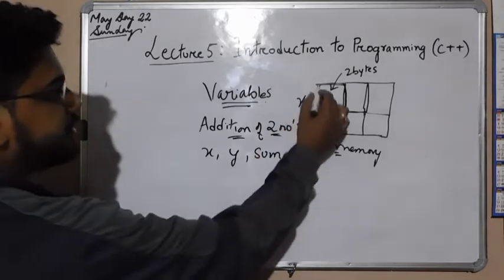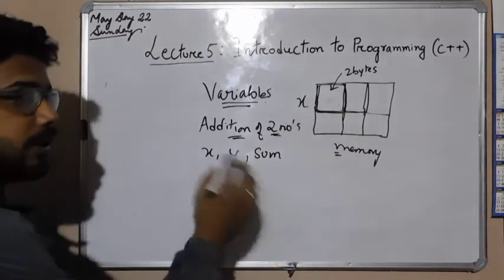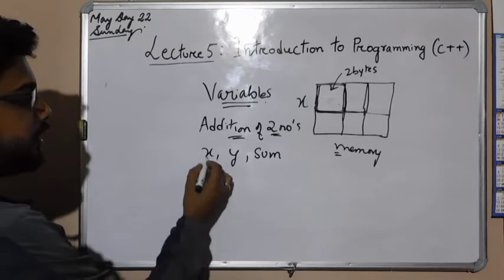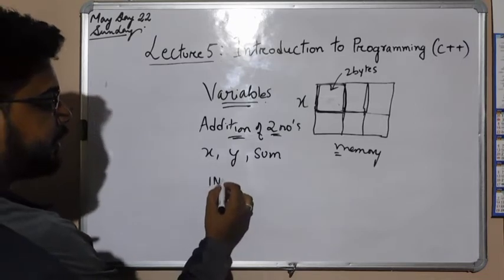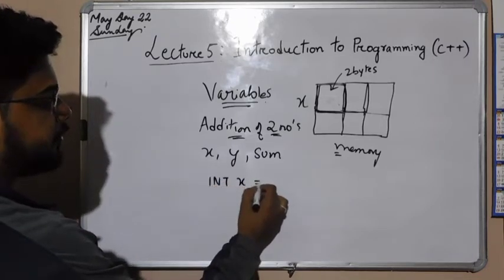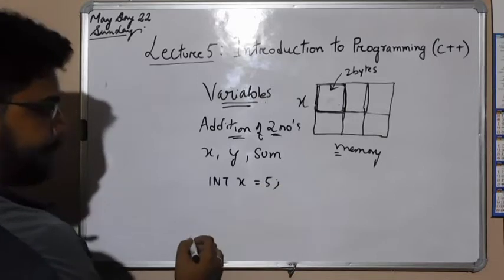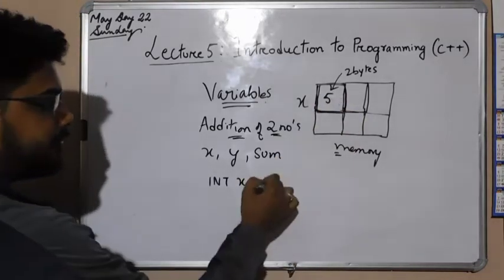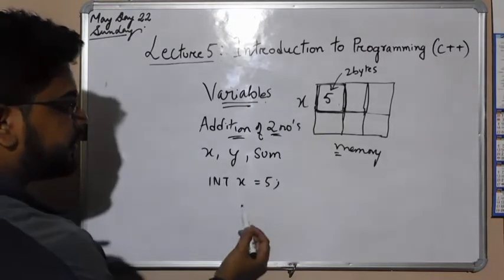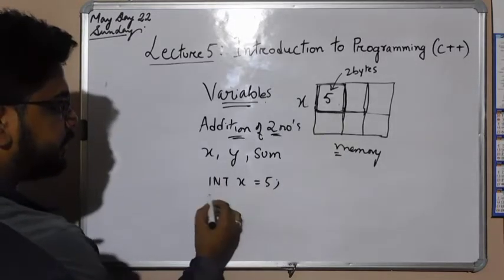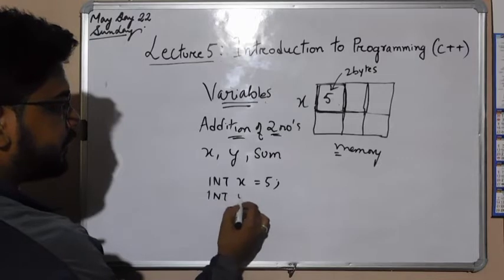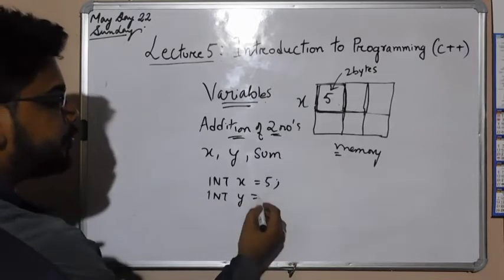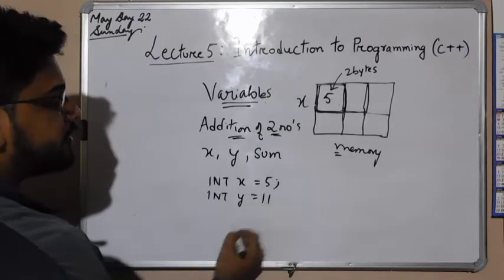Okay, this variable. Now, just now we learned how to create a variable. Let's say int x equal to 5. So that means 5 is assigned here, the value 5 gets assigned here. And we have to take another variable, int y. Let's say we put another variable's value, let's say 11.